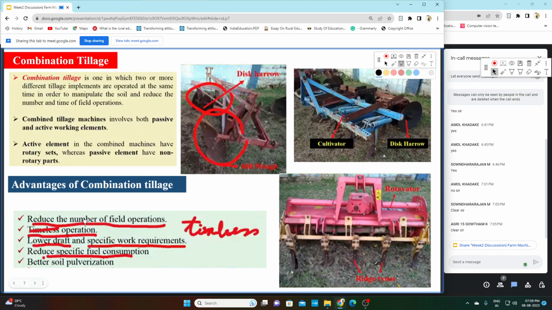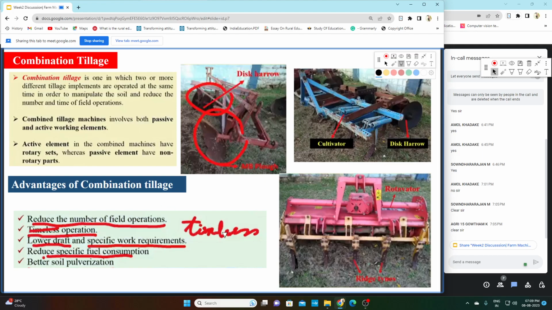Okay, second is we are reducing the number of field operations. Again, we are reducing the number of field operations because at one go we are operating with both types of implement.